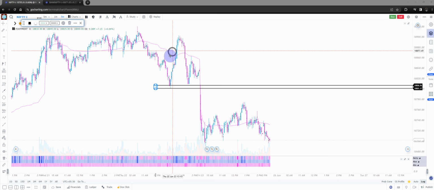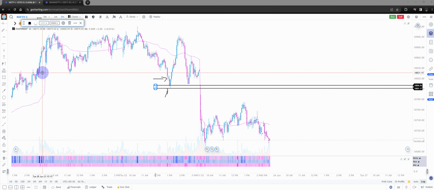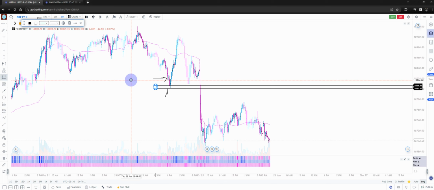Now as we just discussed, there were two places where I would have noticed the buyers step in. One is the one just above this zone, that is this one, and the other one is this one. So the other zone that we have here is a little above it, so we will mark this zone as well, and we'll keep a different color.